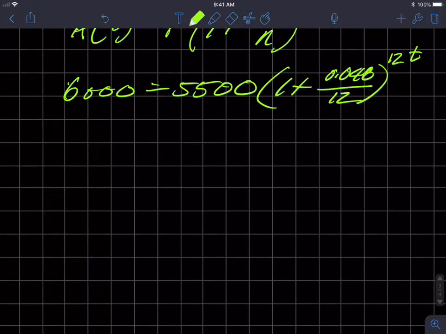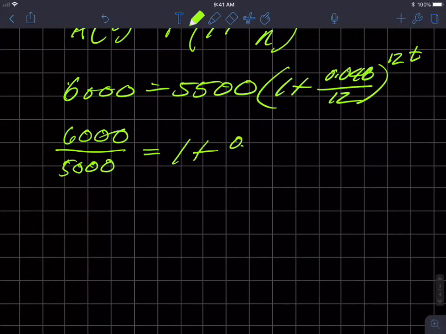Now, before, we would divide both sides by 5,500, which we would do the same here. I don't think you have to right away, but it's fine. And I get 1 plus 0.048 divided by 12 raised to the 12t. Actually, we couldn't do this problem before. I don't think we could do it without this skill.